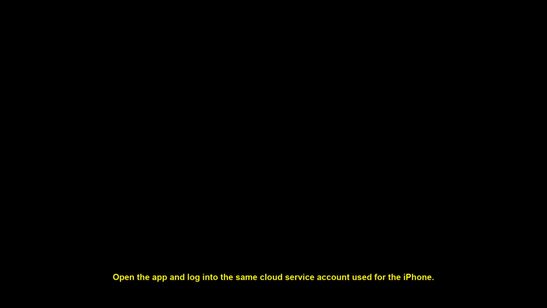Open the app and log into the same cloud service account used for the iPhone. Navigate to the Settings or Preferences section within the app on your Android. Look for the option to import or restore charging preferences. Select this option and follow the prompts to import your saved preferences.